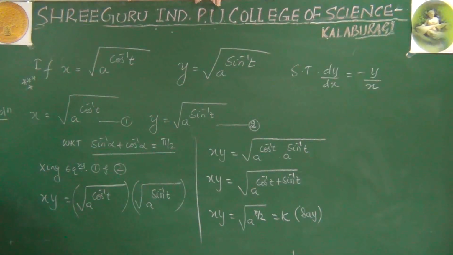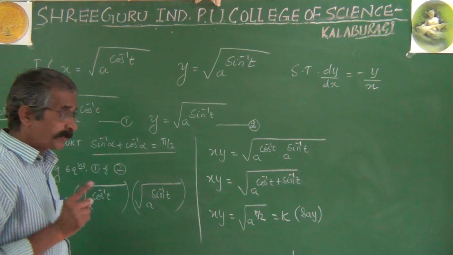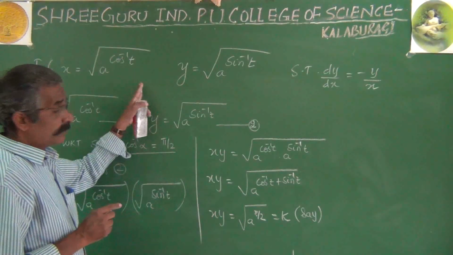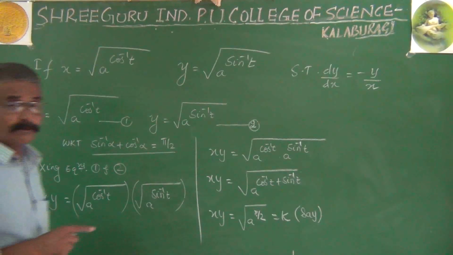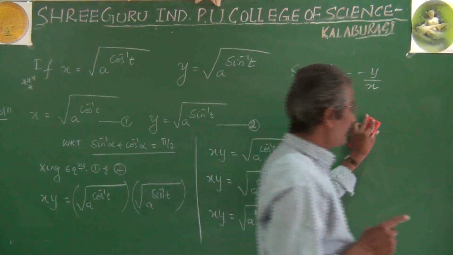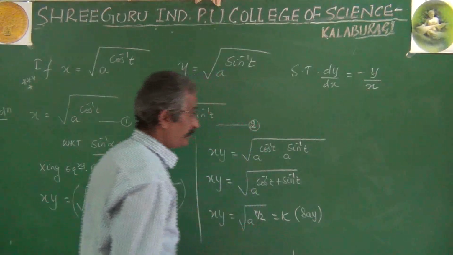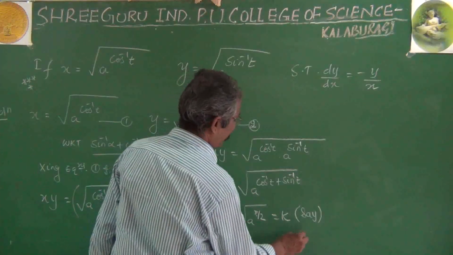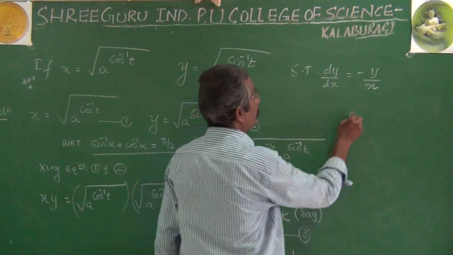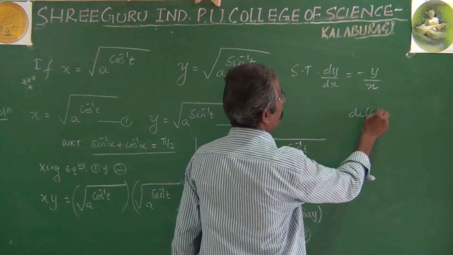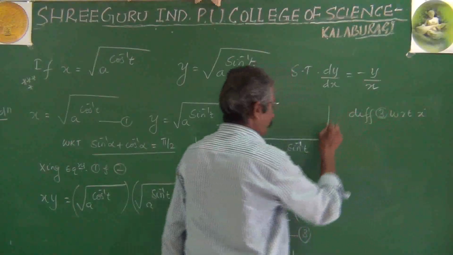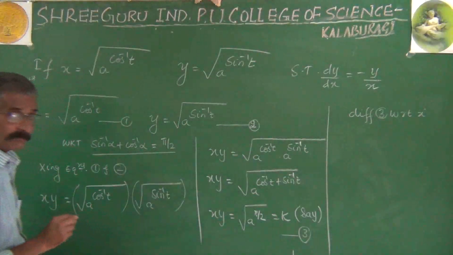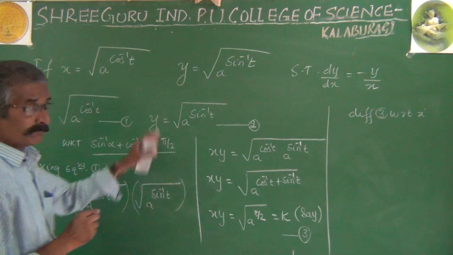Now we shall differentiate this result, and more importantly not with respect to t but with respect to x, because we have transferred from parametric to Cartesian. That's why we have to differentiate with respect to x but not with respect to t. That's the key point here. You may call this equation 3. So finally, differentiating 3 with respect to x, keep this in mind.